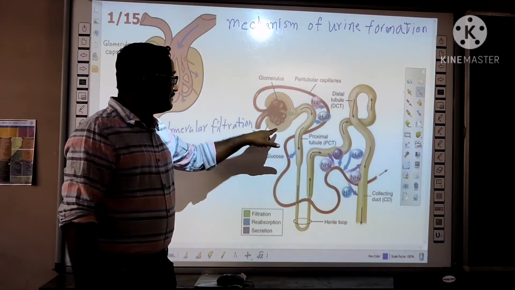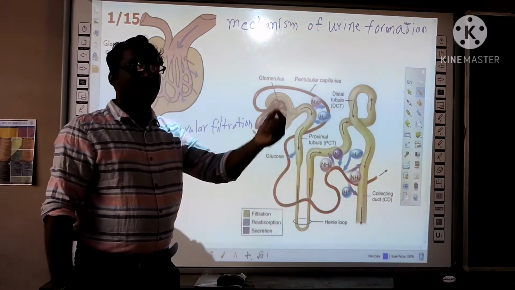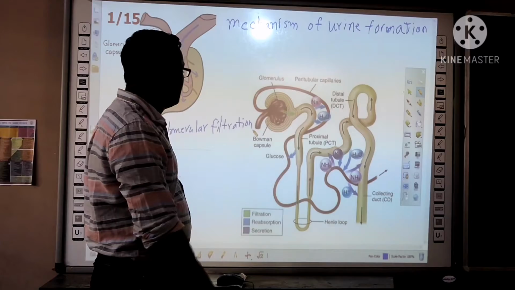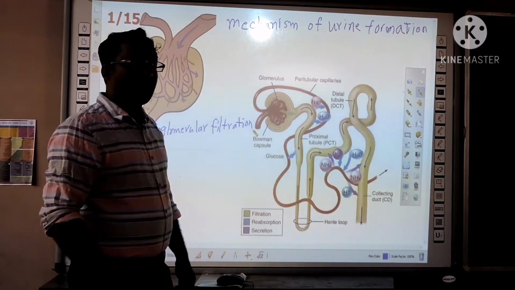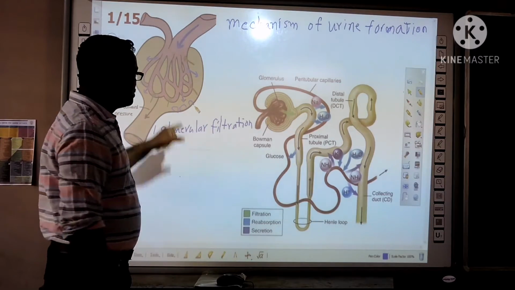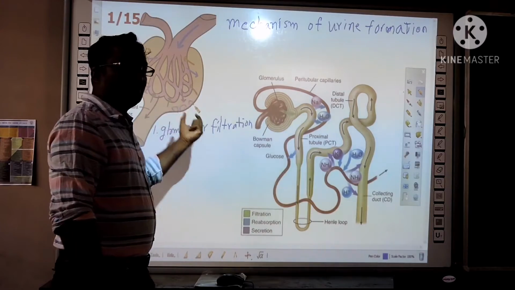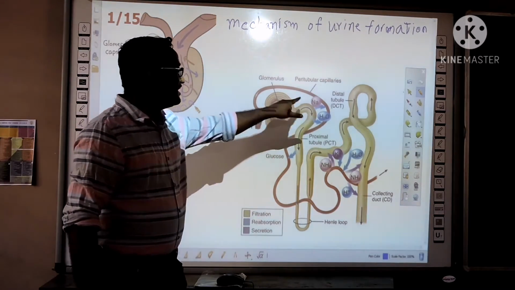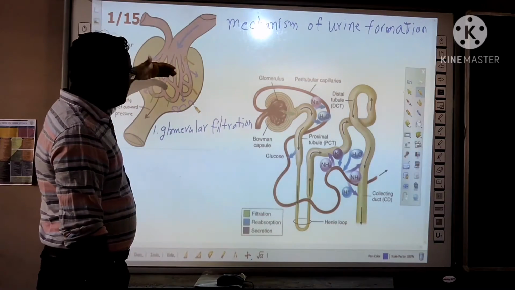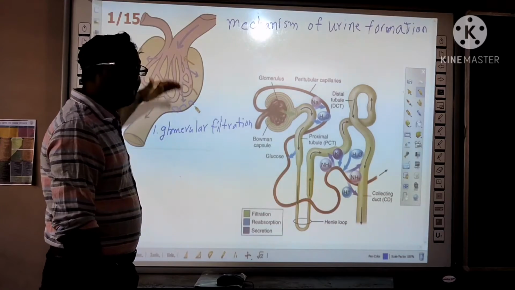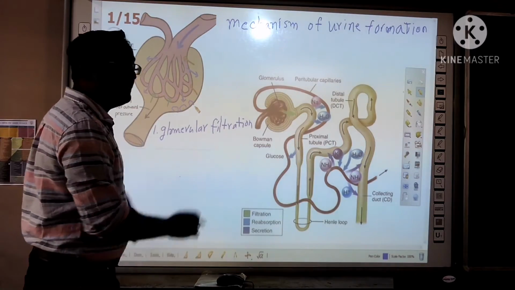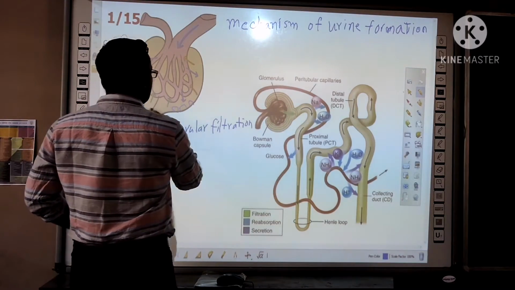You know, the walls of the Bowman's capsule are made of a single layer of epithelial cells. What do we call these epithelial cells? Podocyte cells. Okay, between the podocyte cells, some gaps are there. Through the gaps, the separated material enters into the tubules. The material that is separated from the blood through glomerular filtration is called primary urine.